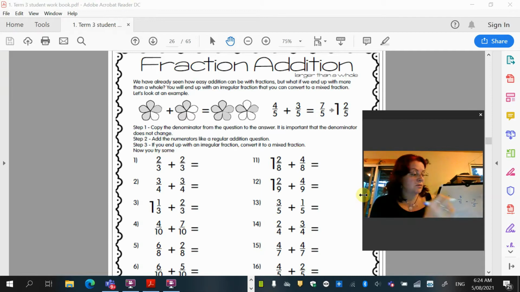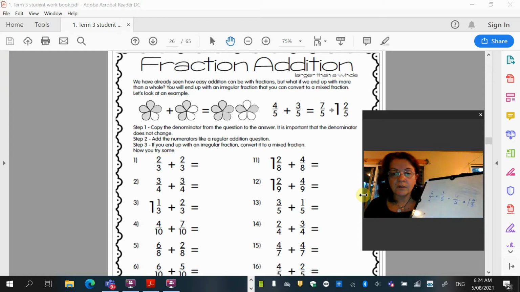And the way we do that is we say 7 divided by 5 is 1. 5 goes into 7 once, 2 over, and then you put the 2 over the 5. 1 and 2/5.